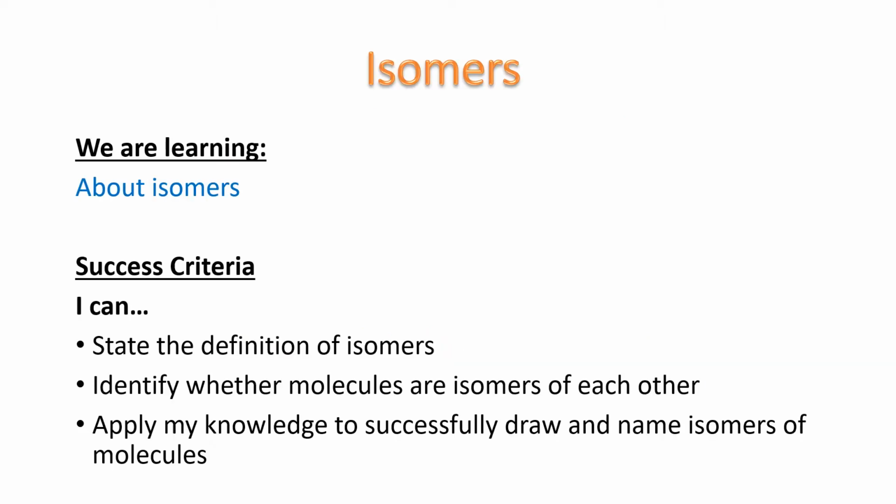For our learning intentions and success criteria, we're learning about isomers, and by the end of this section, we'll be able to state the definition of isomers, identify whether molecules are isomers of each other, and apply our knowledge to successfully draw and name isomers of molecules.